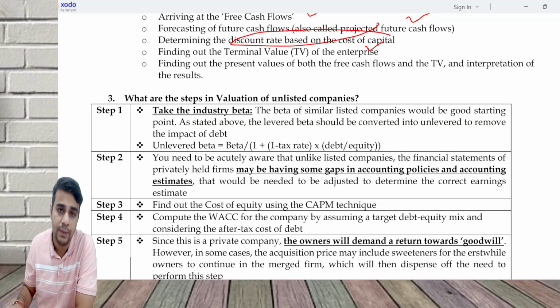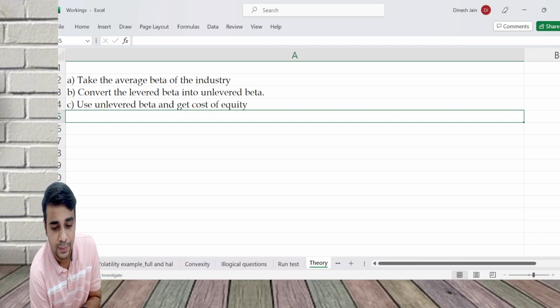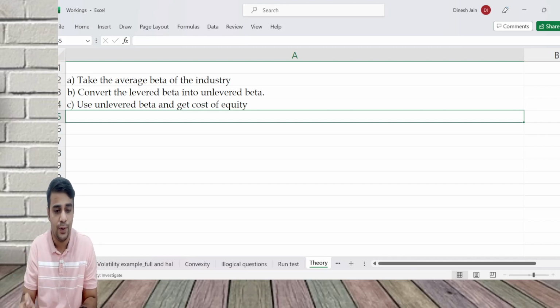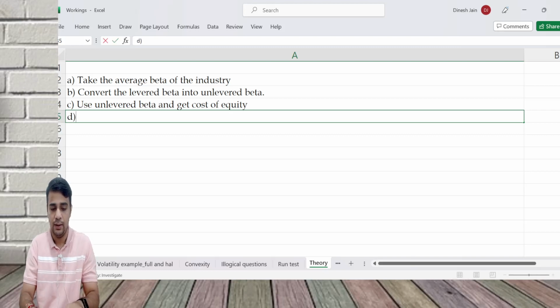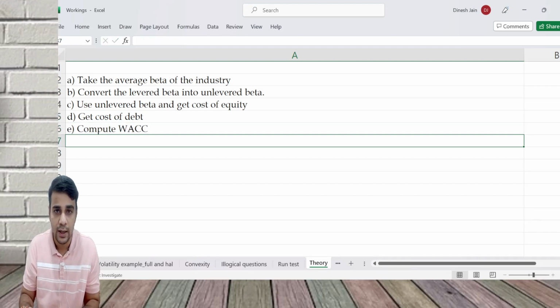Using the unlevered beta, you will get cost of equity. There's a formula for converting levered beta into unlevered beta, but it is better to do it in the table approach which we do in portfolio management chapter. So use unlevered beta and get cost of equity, get cost of debt, compute WACC. This will be the discount rate for doing the calculation.